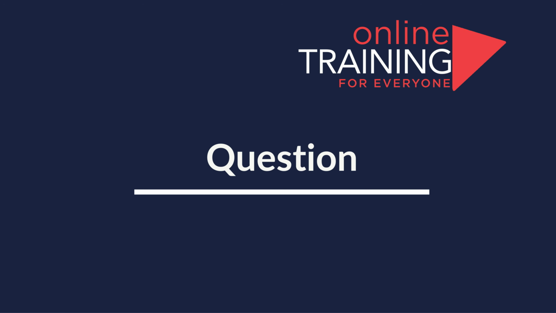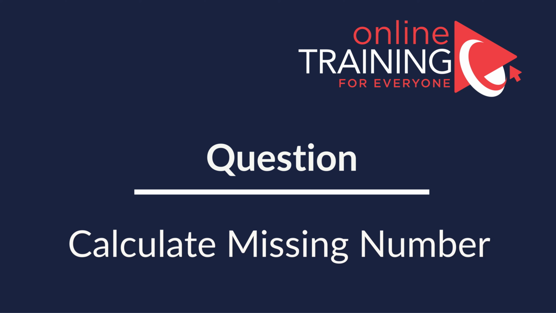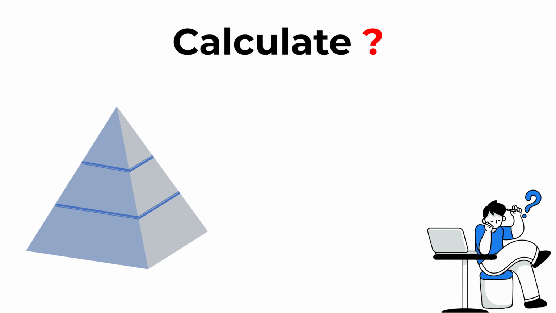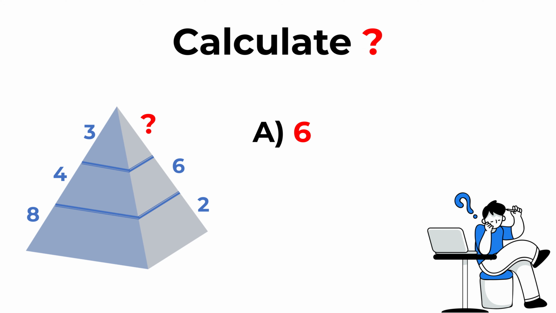Here's a cool question you frequently see on the test. You need to calculate the question mark, and you're presented with a 3-layer pyramid. On the bottom layer, you have numbers 8 and 2. On the middle layer, you have numbers 4 and 6. In the top layer, you have number 3, and on the other side of the pyramid, you have a question mark. And this question mark can be one of those 4 values. Choice A is 6, choice B is 10, choice C is 7, and choice D is 2.